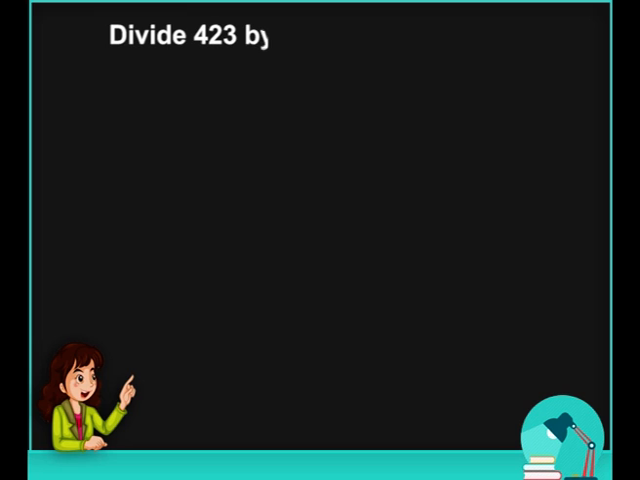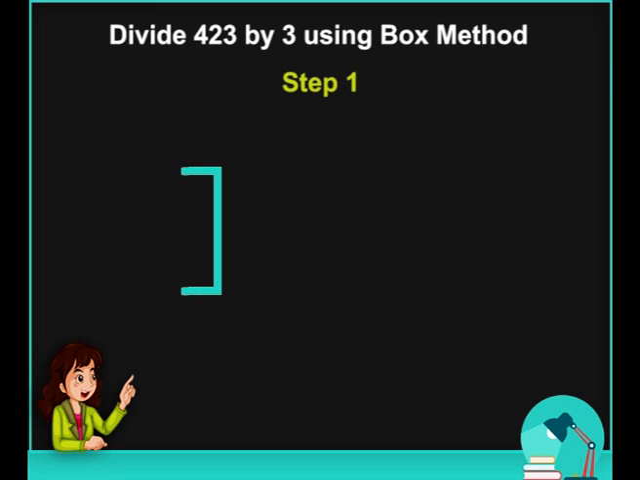Solve 423 divided by 3 using the box method. Step 1. Set up your box. Draw your box and place the divisor 3 on the outside of the box and your dividend 423 on the inside, nearly touching the top.